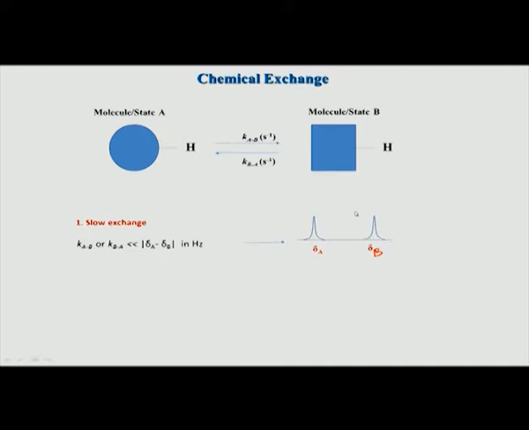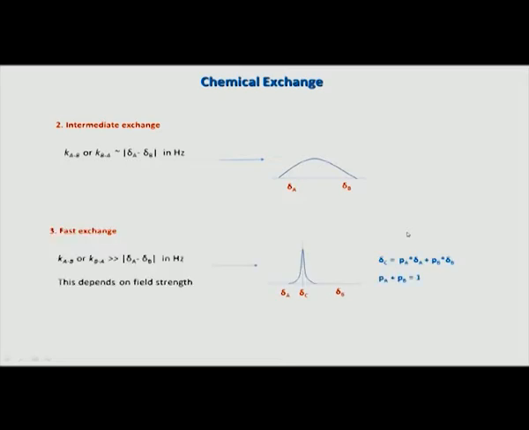We are only looking at the overall picture of what is happening when the exchange is slow or fast. As shown here, when the exchange is slow, you will see two different peaks of the same hydrogen atom, one corresponding to state A and the other to state B. This is how the spectrum will look in the case of slow exchange. When we go to intermediate exchange, the situation will be slightly different. There you will see a broad peak covering both the chemical shifts of state A and state B.